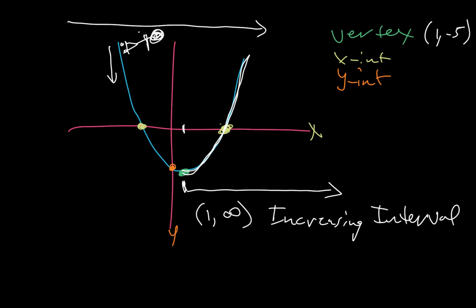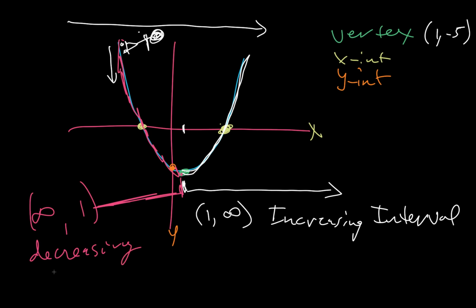Now, the decreasing interval works very similarly. This time we're starting out going downhill until we get to the vertex. And so we're going to start at negative infinity and then go to the vertex, where the x value was 1. So this would be the decreasing interval. And that's about it on that. Something that's important to remember is that anytime we hear interval, we're going to think x values.